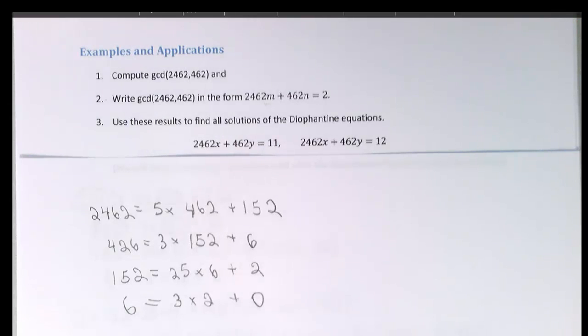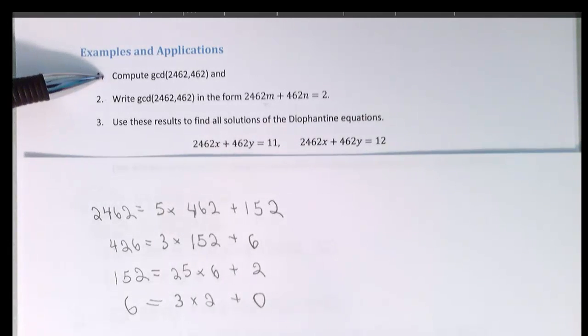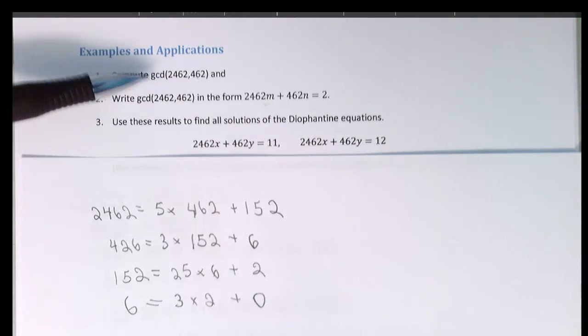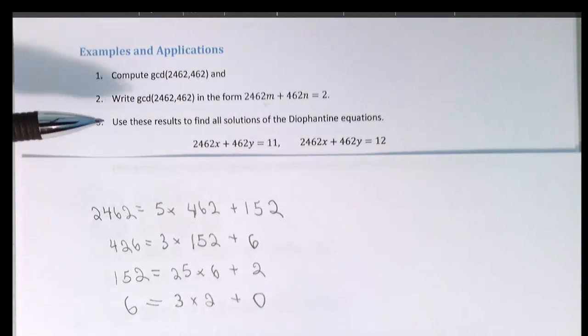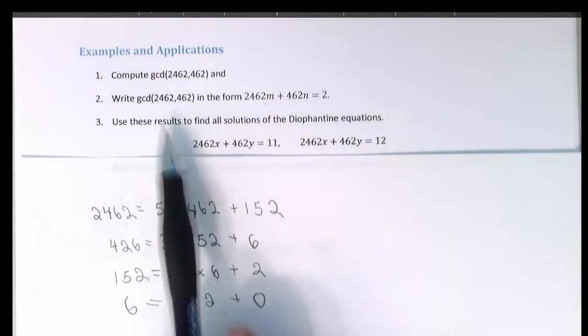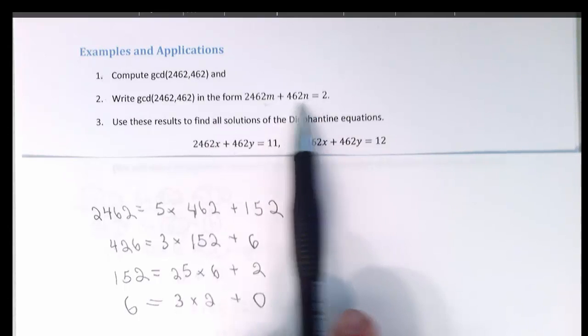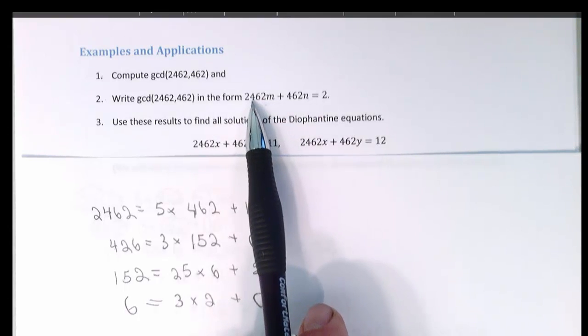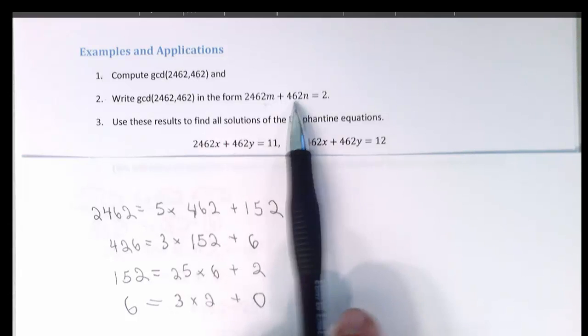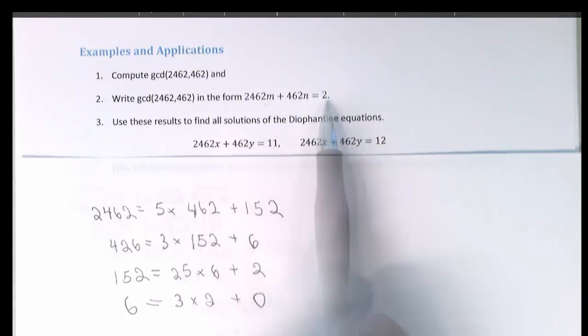We can talk about examples and applications of computing the greatest common divisor with the Euclidean algorithm, and we'll want to do a few things here. We want to compute the greatest common divisor of these two relatively large integers. We then want to work backwards through the Euclidean algorithm to write that greatest common divisor in the form of a linear combination of the two integers that we're working with. It turns out that the greatest common divisor here is 2.